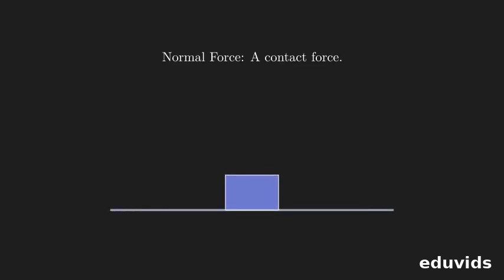The normal force is defined as a contact force that arises when two surfaces touch. This force always acts to prevent the object from penetrating or crushing the surface it rests upon. Crucially, the normal force is always perpendicular, or at a 90-degree angle, to the surface itself.